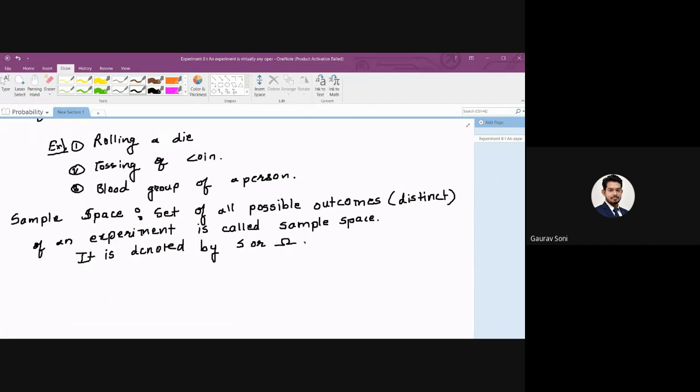What do we mean by universal set? The universal set consists of all the possible outcomes which are related to that experiment. So if I'm rolling a die, then the sample space is going to be 1, 2, 3, 4, 5, 6. I'll just write the example down.